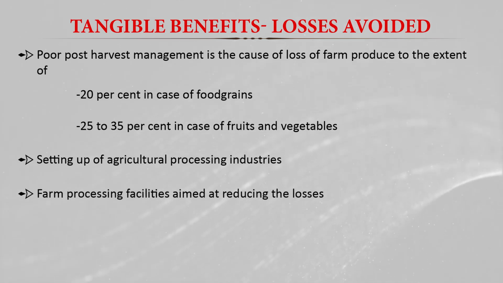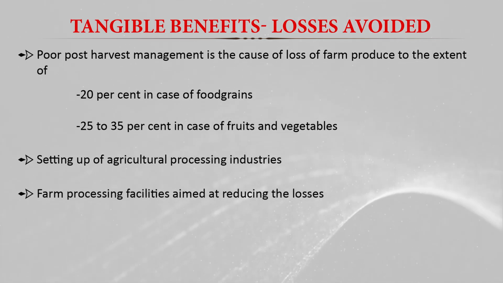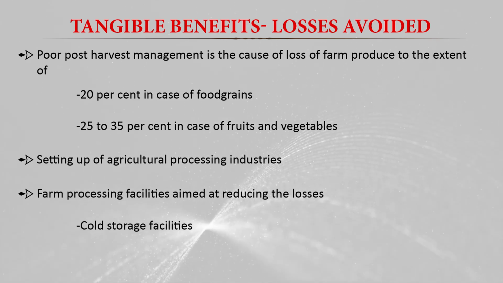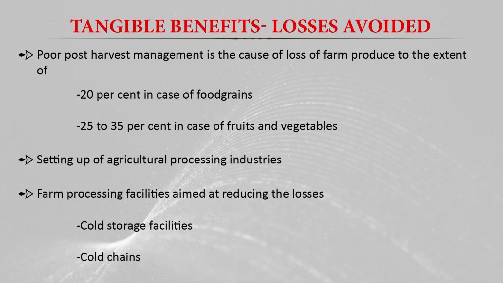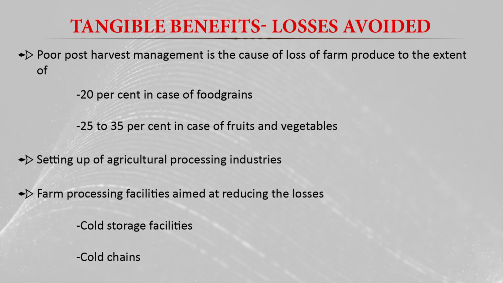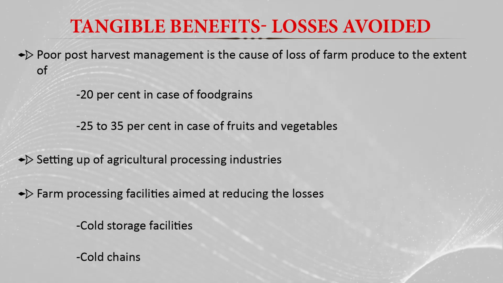Food processing facilities are basically aimed at reducing the losses by creating cold storage facilities or by creating the cold chain. So we can reduce the losses of the agriculture produce. That is a kind of tangible benefit.